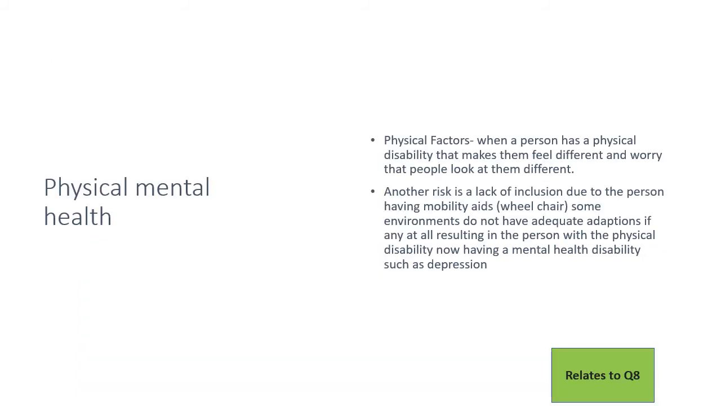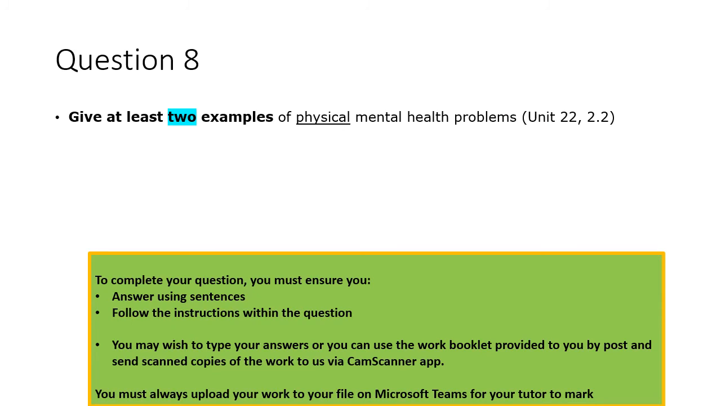Question number 8 is looking at physical mental health. So physical factors, so when a person has a physical disability, that makes them feel different and worry that people look at them different. Another risk is a lack of inclusion. So due to the person having mobility aids, using a wheelchair, for example, some environments don't have adequate adaptations. So if any of these, it results in the person with a physical disability now having a mental health disability such as depression. And question number 8, you need to give at least 2 examples of physical mental health problems.